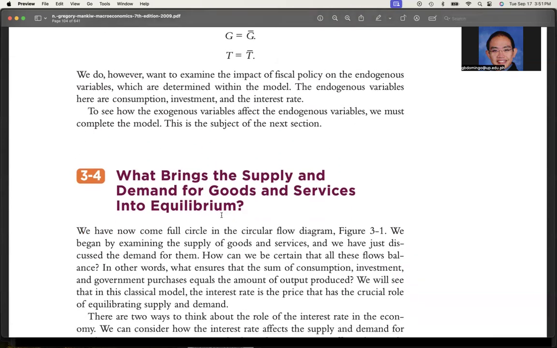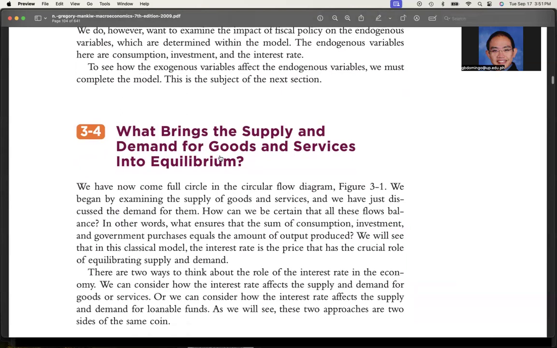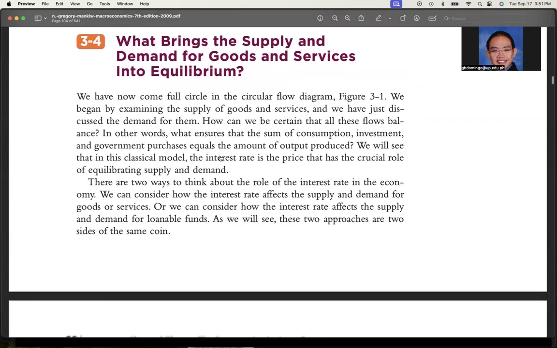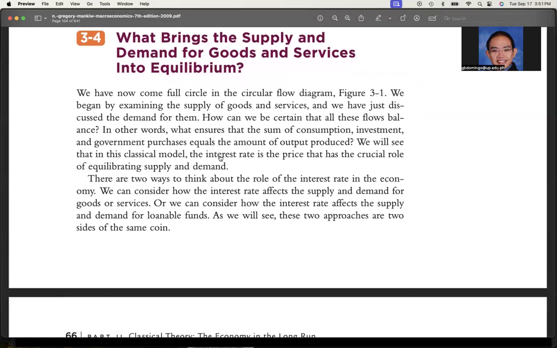Okay, and that determines the division of income amongst those three things, C, I, and G. Now, what brings the supply and demand for goods and services into equilibrium? So there are two ways of doing this, right?